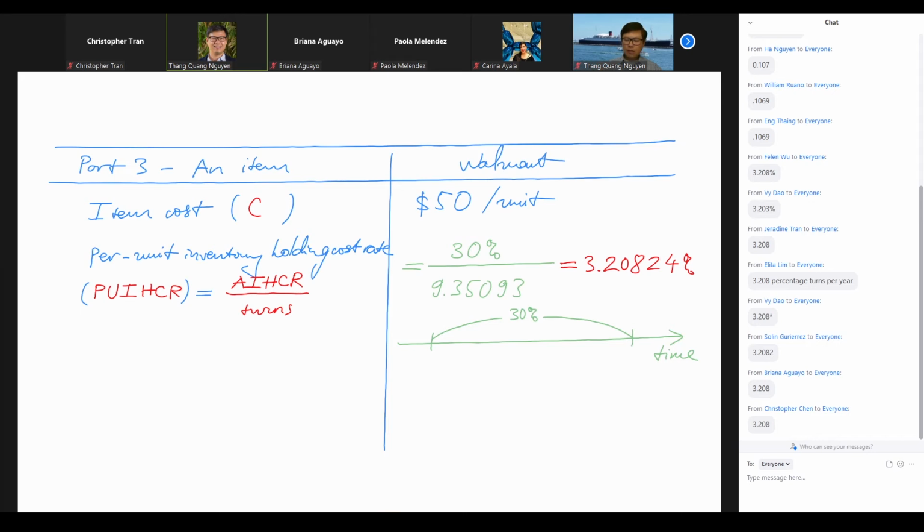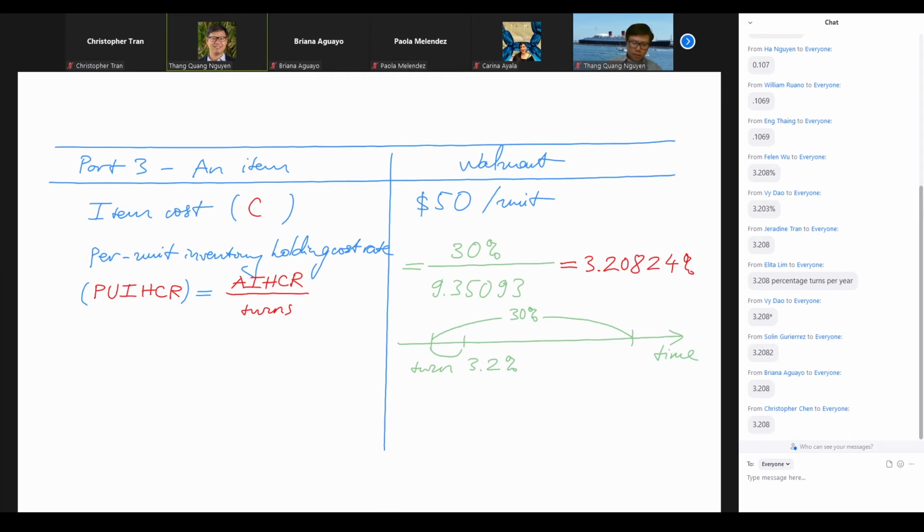So it doesn't make sense to calculate the holding cost for the whole year. It only makes sense to calculate the holding cost during one turn. And one turn is right here. And in that turn, it's going to cost 3.2% of the item cost. So that's the meaning of the per unit inventory holding cost rate. If I name this, I might want to name it as per turn inventory holding cost rate. Okay, so that's the cost rate per turn.